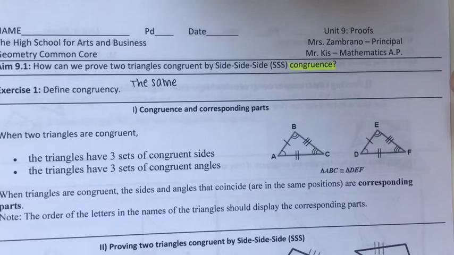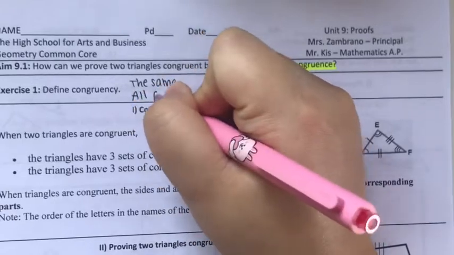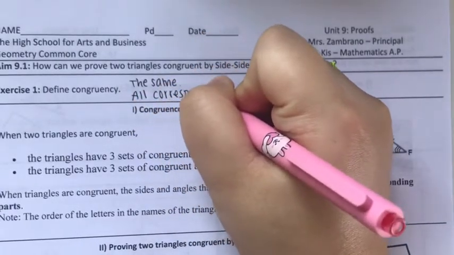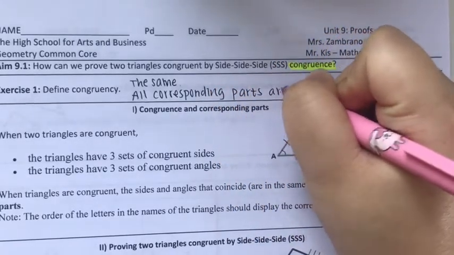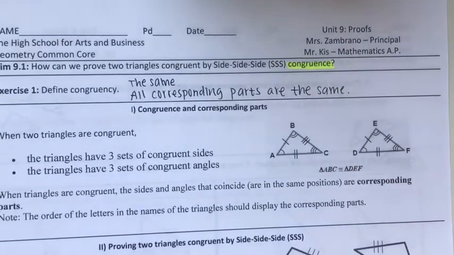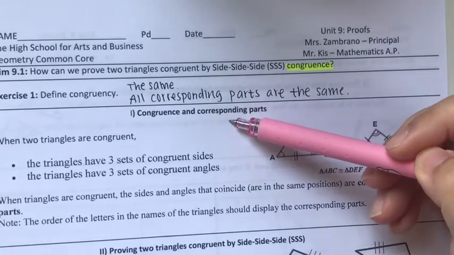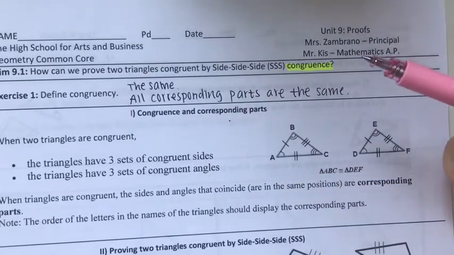What about the same? Because we have so many parts. If we want to prove two things are the same, all corresponding parts are the same. That's just a little bit background information, all right? We talked about corresponding sides, corresponding angles throughout this whole year. We're going to get into that in about 20 seconds.